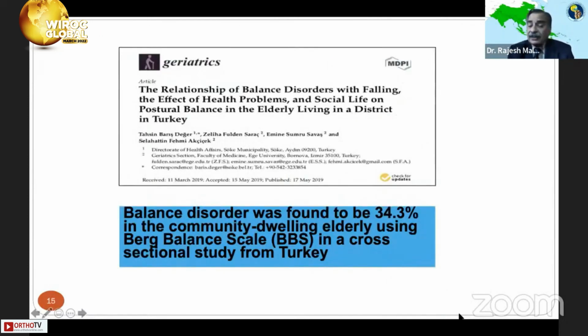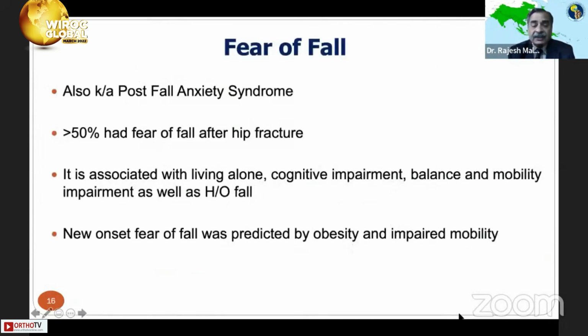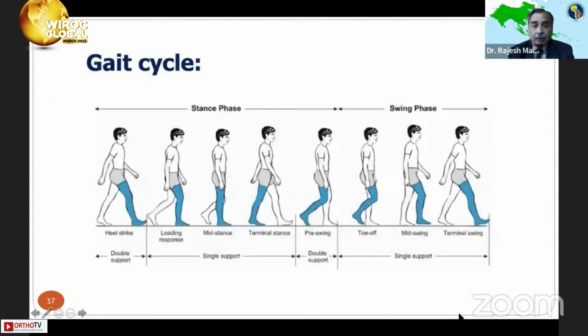And balance disorder is common in the community, as was suggested by this study, where 1 out of 3 elderly people had a problem with balance. There's also something called post-fall anxiety syndrome, which occurred in more than 50% of the patients who had a hip fracture. And that is particularly common in those who live alone, who have cognitive impairment, balance and mobility impairment, as well as a history of fall. And you are more likely to have a fear of fall if you're obese and have impaired mobility.